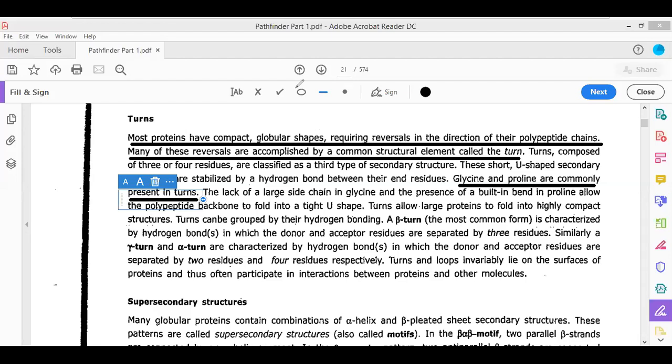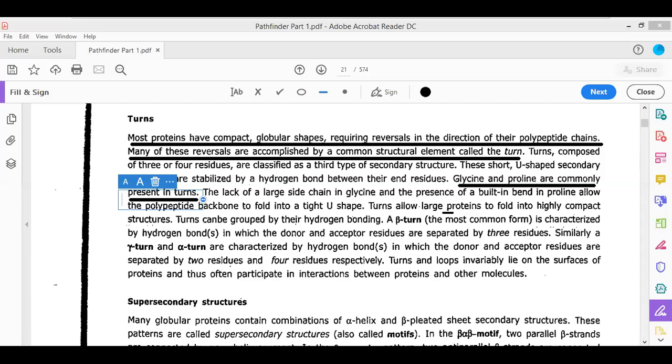That is why proline was also referred to as the chain breaker in the case of alpha helix. But it is very useful in the case of turns because it is going to bring a turn within the structure of a polypeptide. The lack of a large side chain in glycine and the presence of a built-in bend in proline allows the polypeptide backbone to fold into a tight U-shaped conformation.